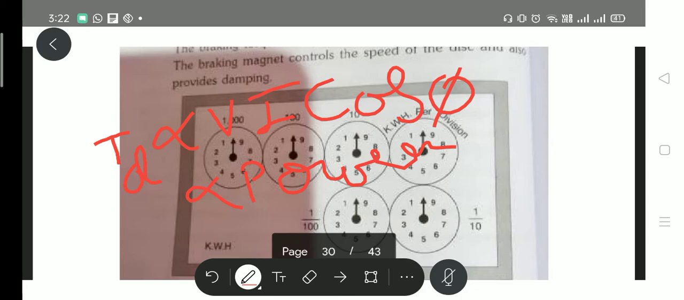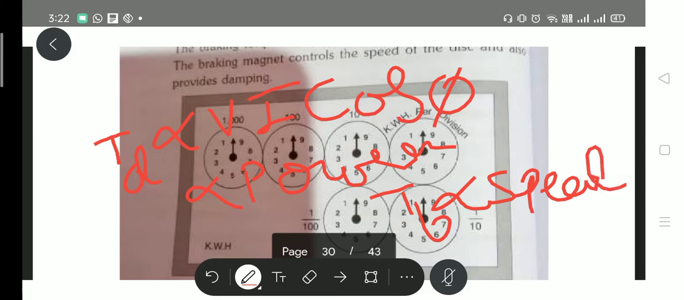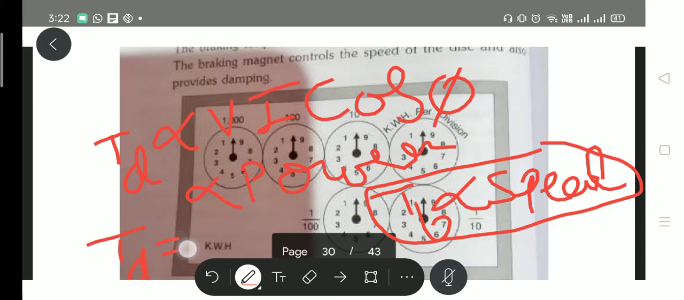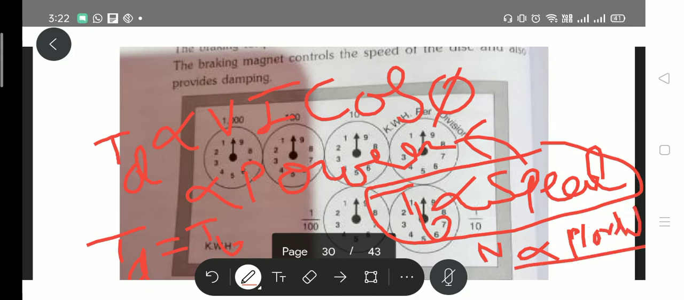Here the braking torque is proportional to the speed. We control the speed by using the braking magnet. By using the braking magnet, we control the speed of the aluminum disc. So TB is proportional to the speed. Taking TD equal to TB, the speed is proportional to the power. Okay, the speed is proportional to the power.